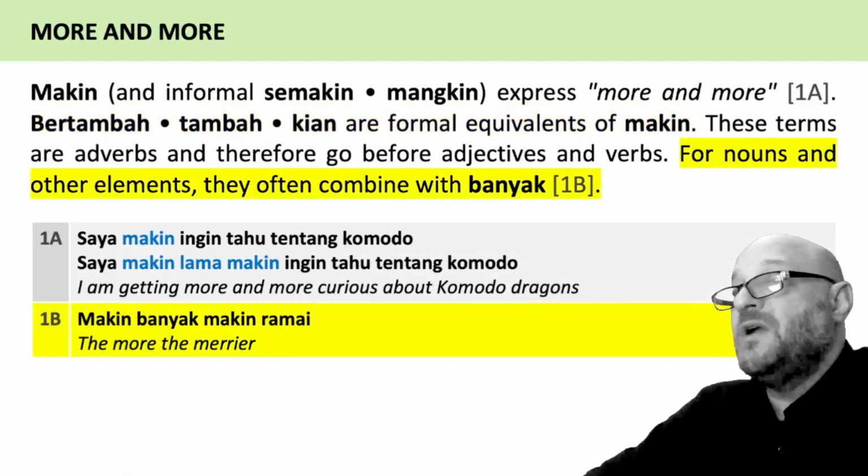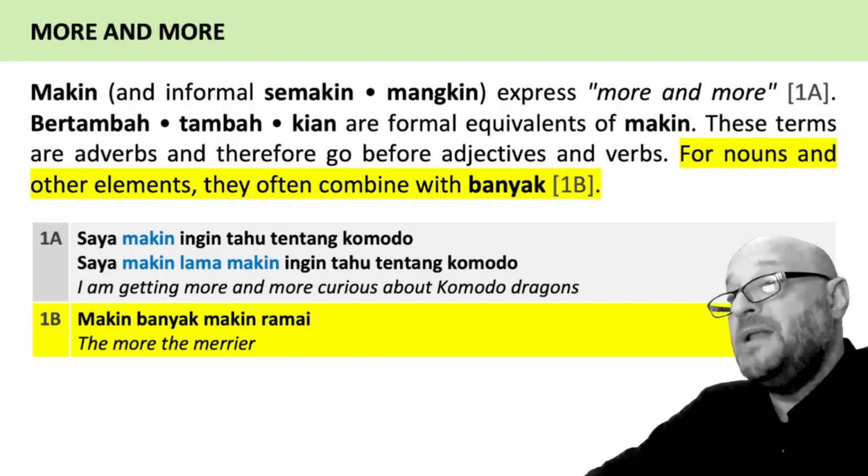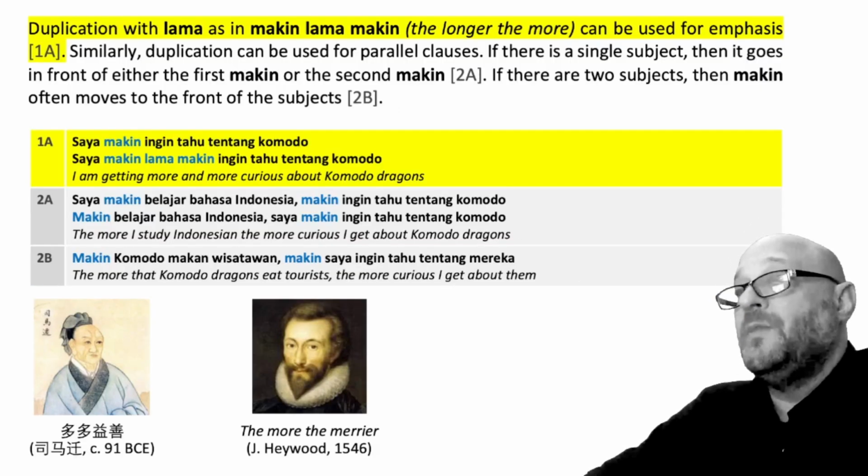These terms are adverbs and therefore go before adjectives and verbs. For nouns and other elements, they often combine with banyak. Example 1b, makin banyak makin ramai. The more the merrier. Duplication with lama, as in makin lama makin, the longer the more, can be used for emphasis.